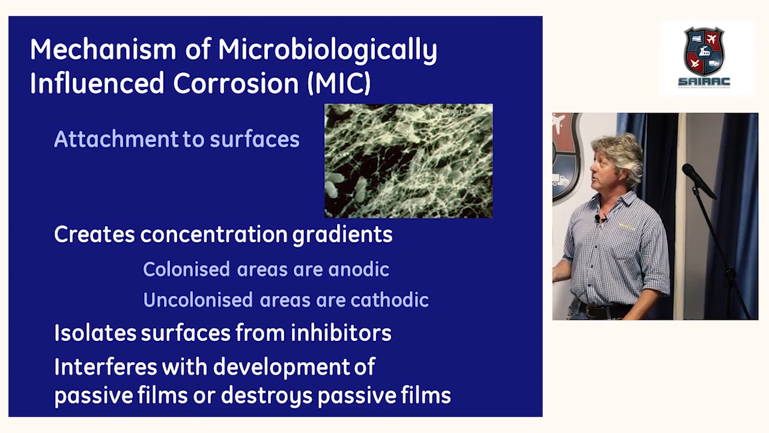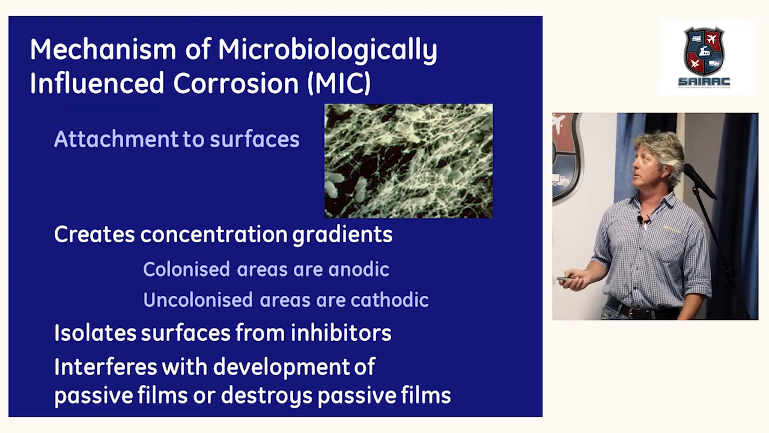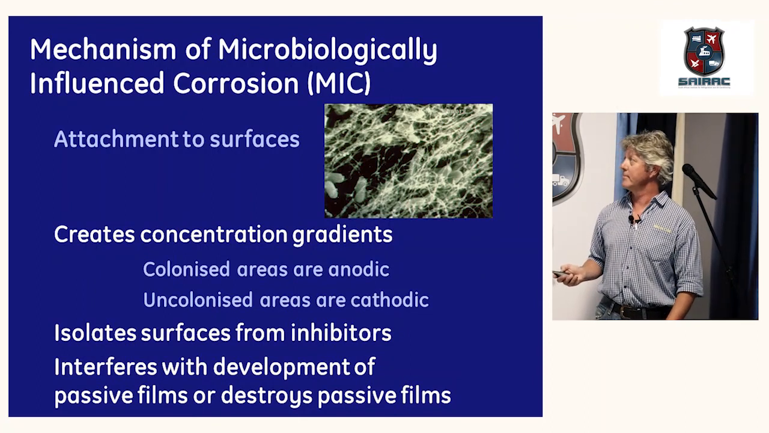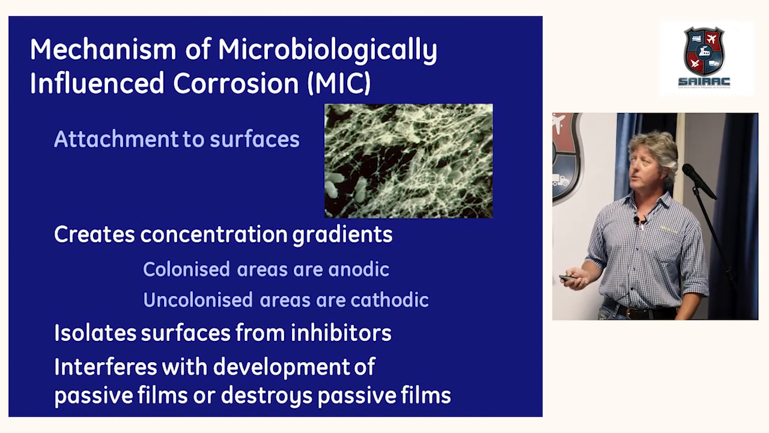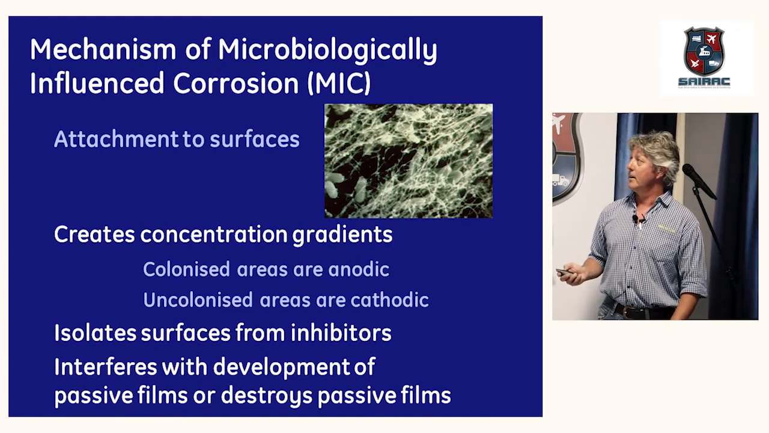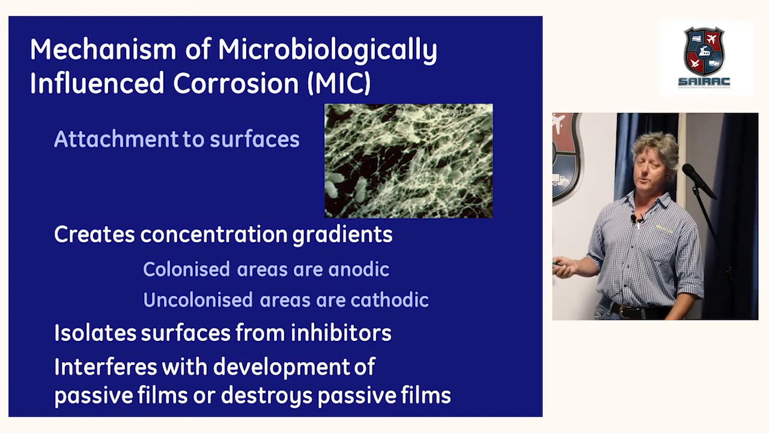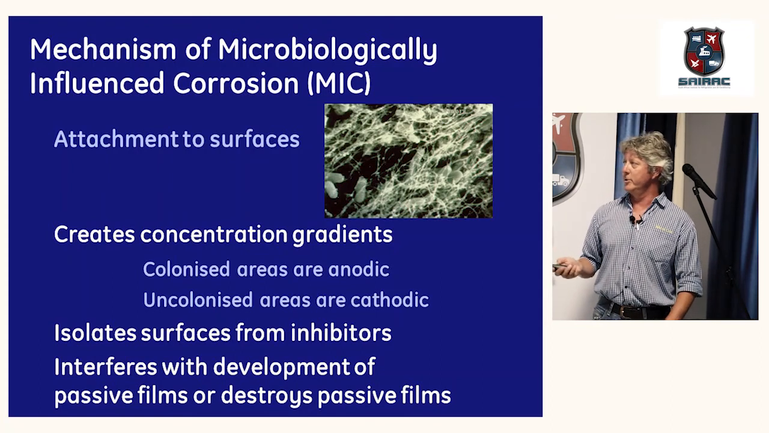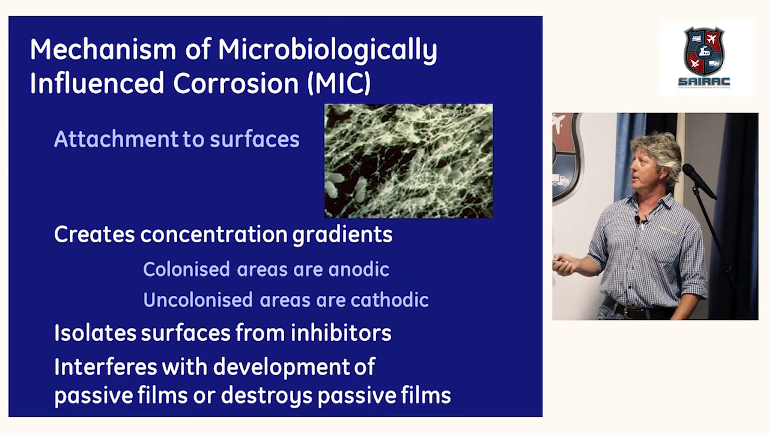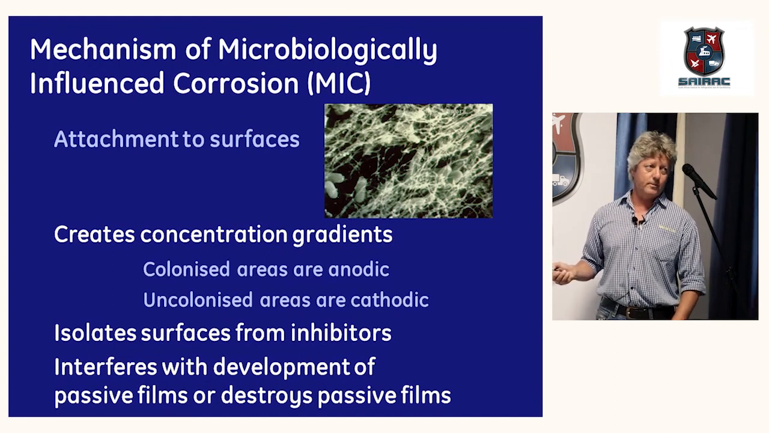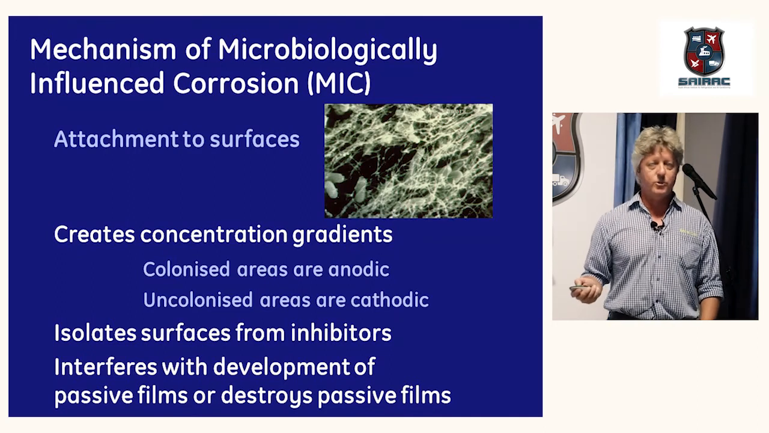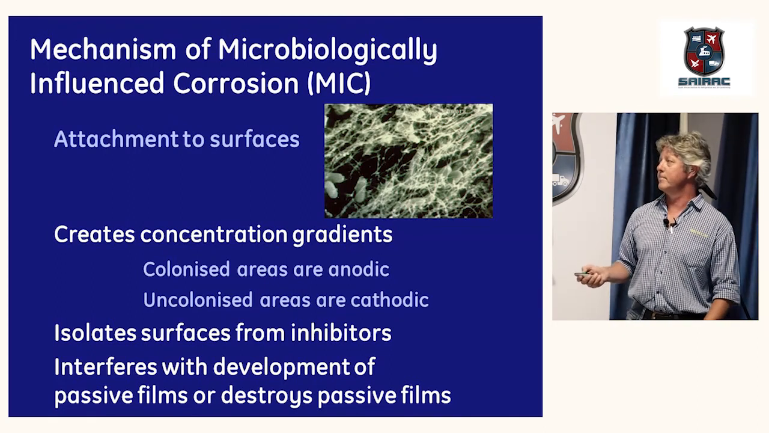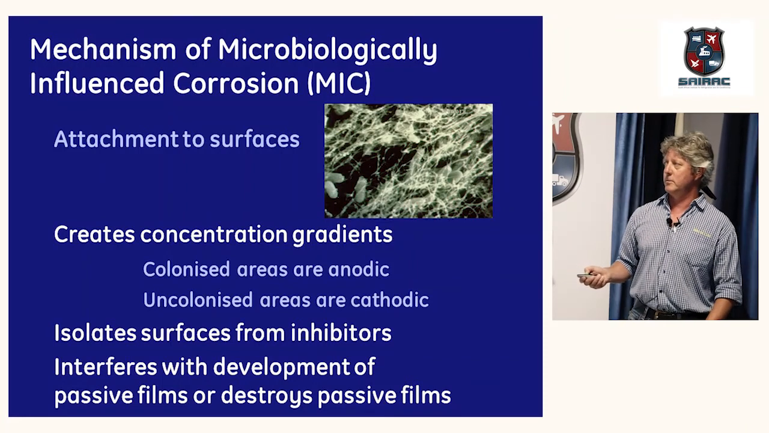Okay. Microbiologically influenced corrosion, or induced corrosion sometimes as well. The microbes attach to surfaces, and it creates concentration gradients on the surface of different salts. Okay, different salts, different gases, different metabolites, and then it also produces a situation where colonized areas become anodic, and uncolonized areas become cathodic. So that creates a concentration cell where you get electron exchange, and that will then lead to corrosion in your system.